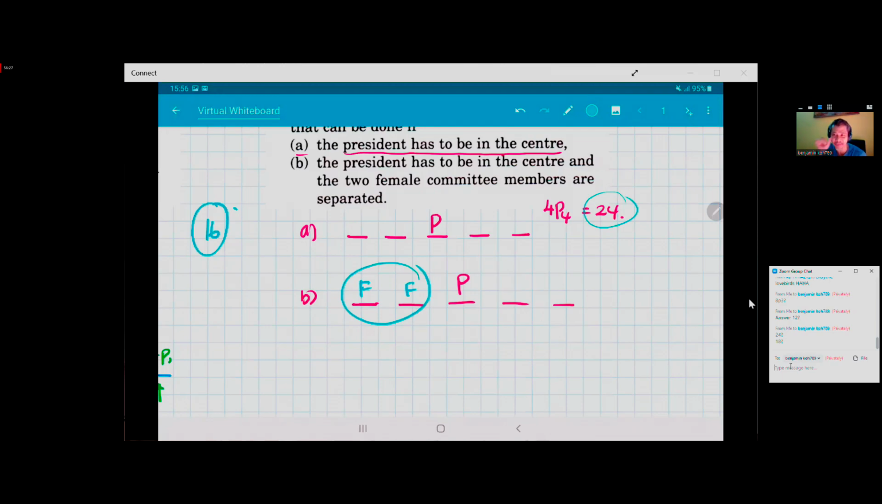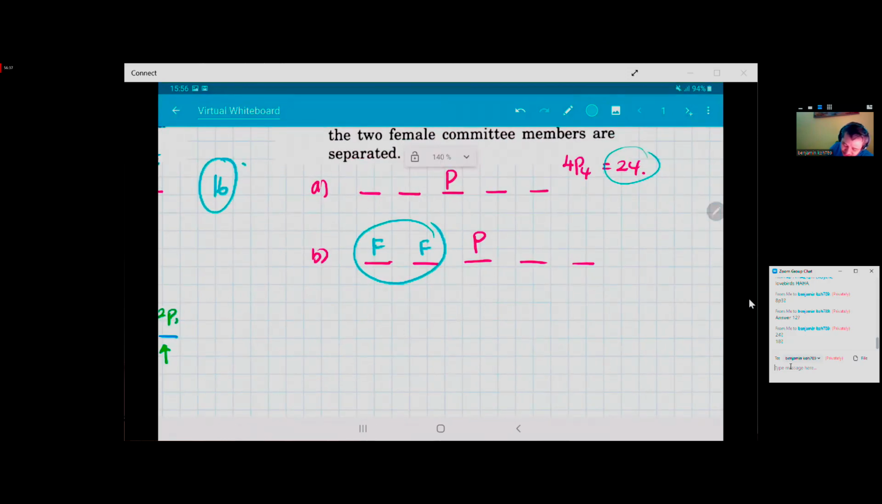But anyway, I'm going to do it in reverse. Thinking out of the box. All right. So you faham tak? This one here is actually 2P2. You know why 2P2? Because you got 2 females and 2 empty spaces, right? So 2P2.